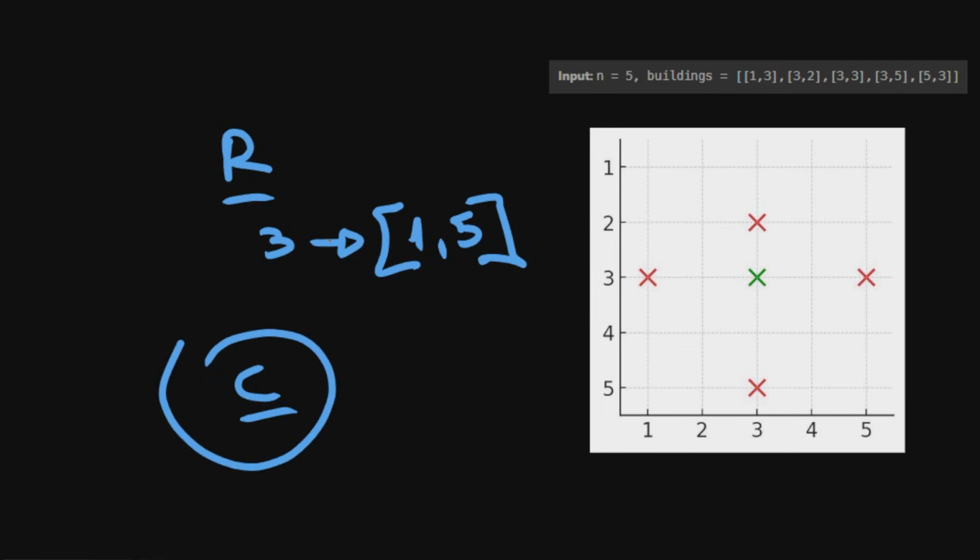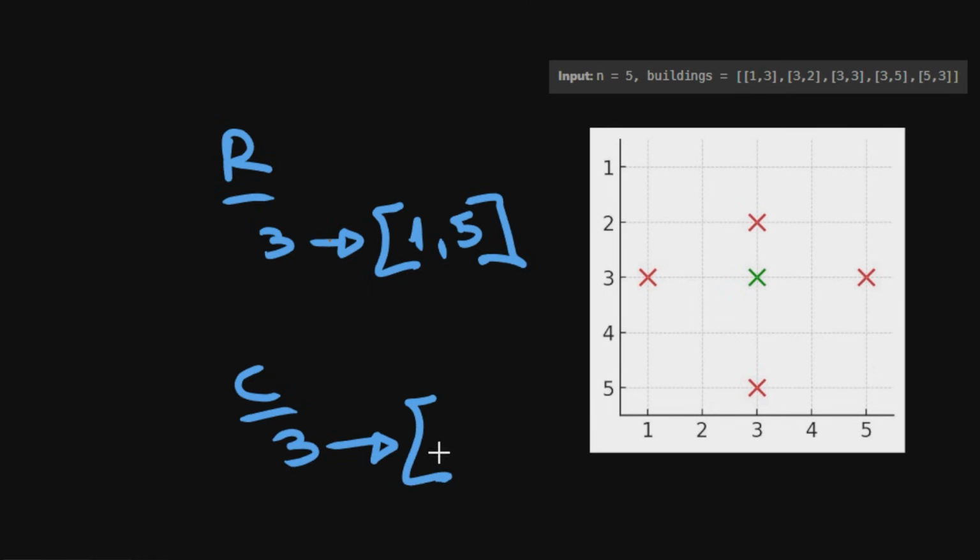And we can do something very similar with columns. Let's say that we are standing at this column, so we add here 3, and the value for this is an array where the first element is the minimum y coordinate for this column, meaning 2, and the second number is the maximum y coordinate, meaning 5.